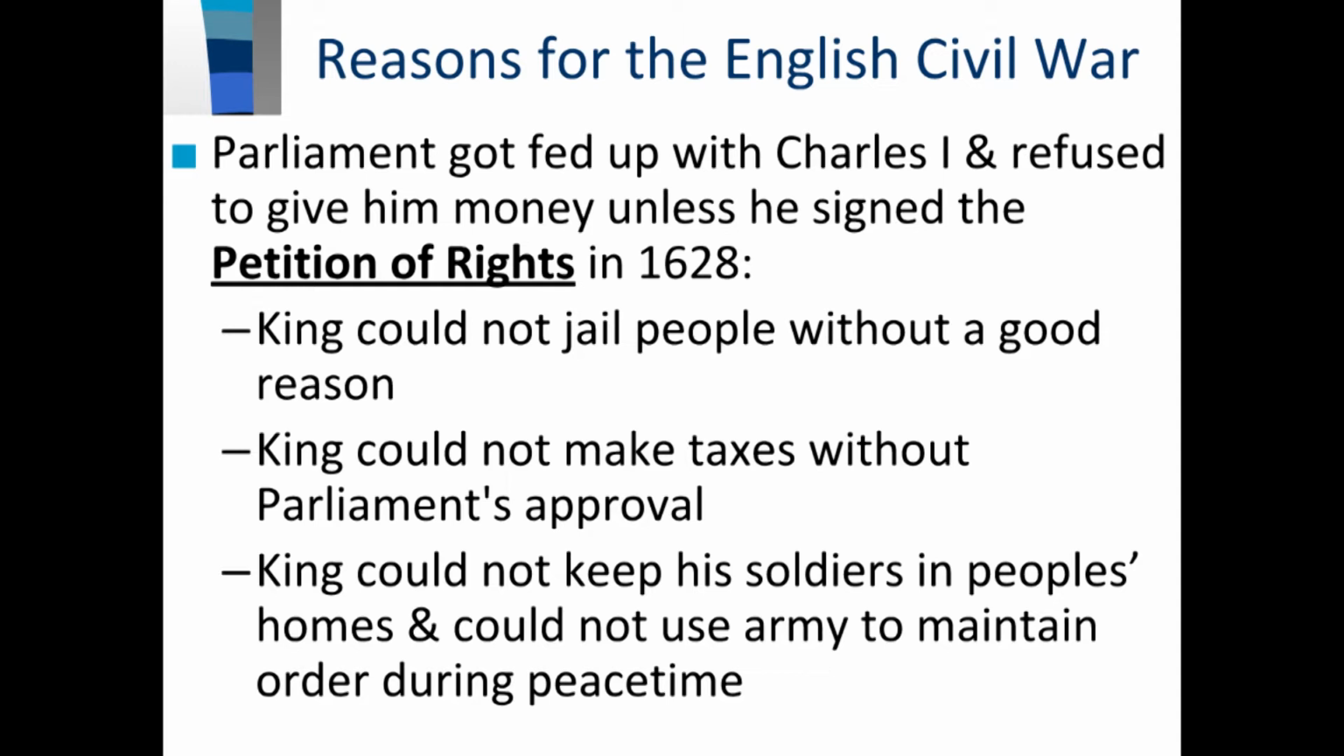Also, the king couldn't make taxes unless Parliament approved. You can't just tax people all over the place. You have to have a reason to tax the people. And then the king could not keep his soldiers in people's homes. You can't just show up and say, oh, we're going to stay here by order of the king and take over your area. Like in Shrek, they took over the swamp, and he was like, this is my swamp. You can't do that. You have to have permission.